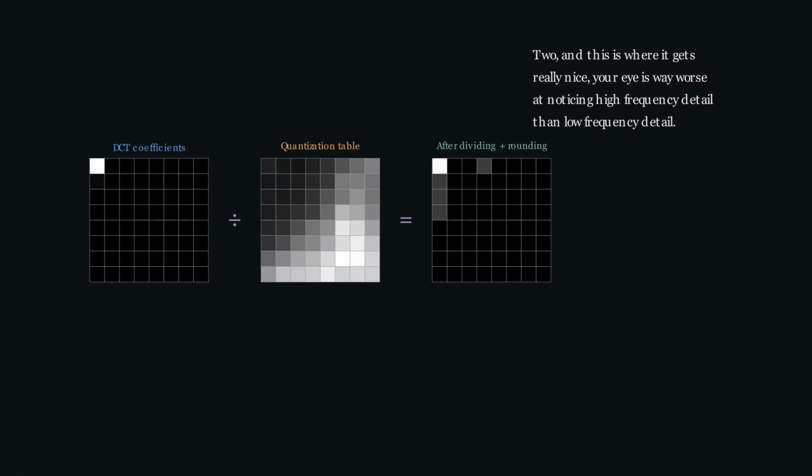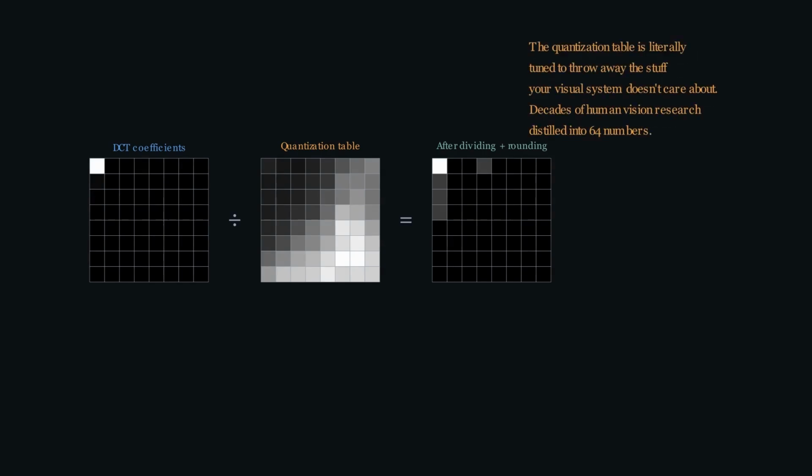So even if we mangle the high frequency coefficients a bit, you won't see it. The quantization table is literally tuned to throw away the stuff your visual system doesn't care about. Decades of human vision research distilled into 64 numbers. Watch what happens. DCT coefficients.